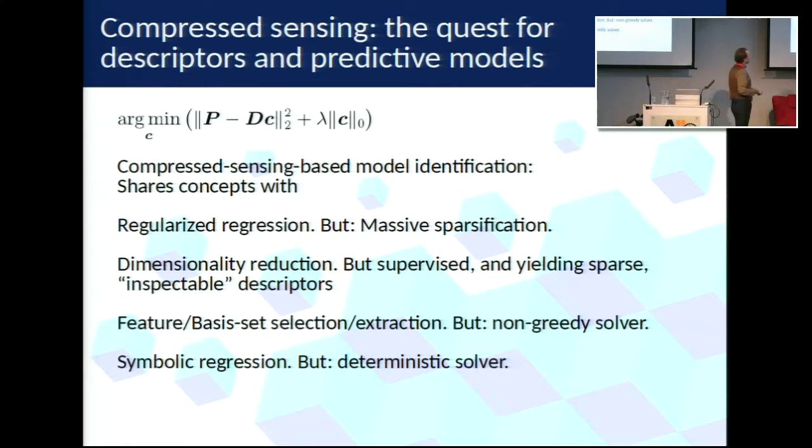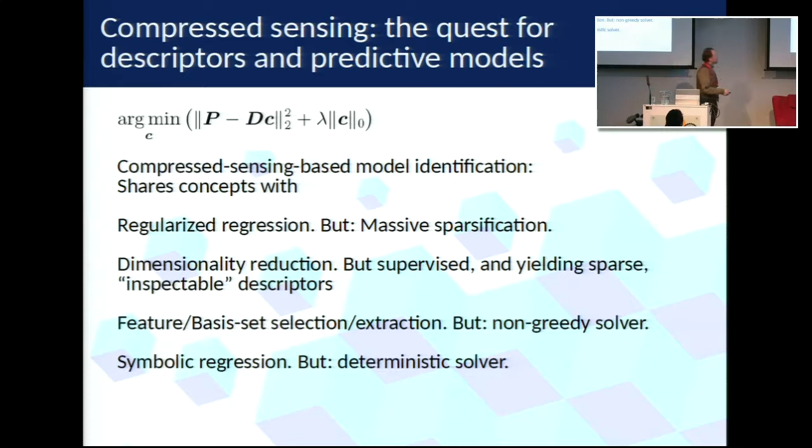And in a way, this dimensionality reduction can also be seen as a basis set selection. It can be used also in problems where you actually do basis set selection. I hope I have time to show one example. And what I put also in the title is symbolic regression. That is a specific type of regression in which we try to find the form, the functional form, rather than just the coefficients of expansion.